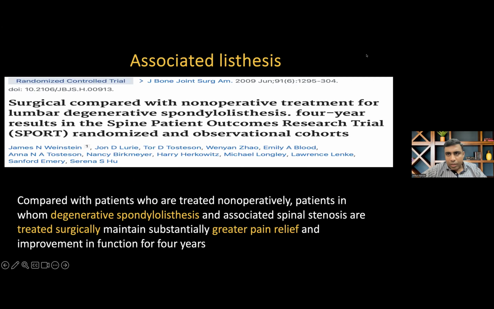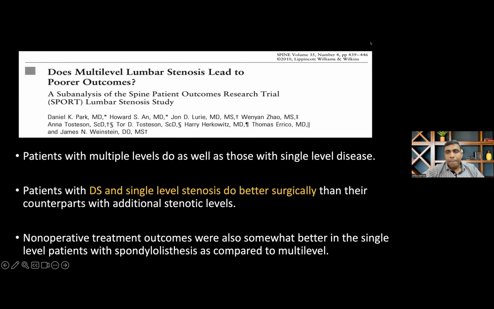Again, this paper looked at what the results were when patients had stenosis associated with degenerative listhesis, and what should be done in these cases. They found that patients with spinal stenosis and degenerative listhesis, when treated surgically, had greater pain relief and improvement in function after 4 years than with non-operative treatment. So in lumbar canal stenosis, when you decide which ones to operate and which not to, probably surgery with a listhesis is better.